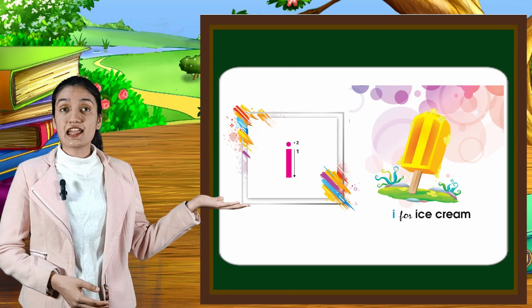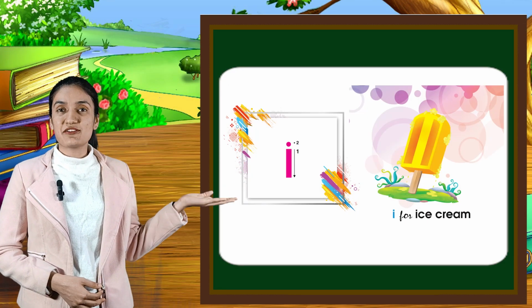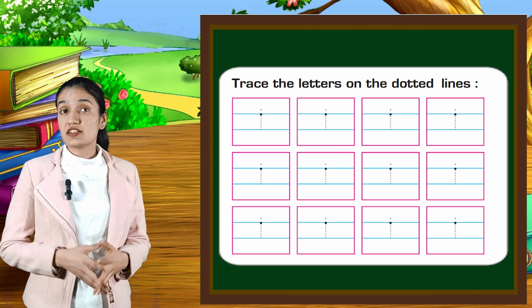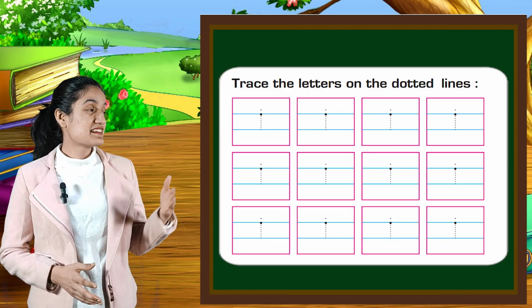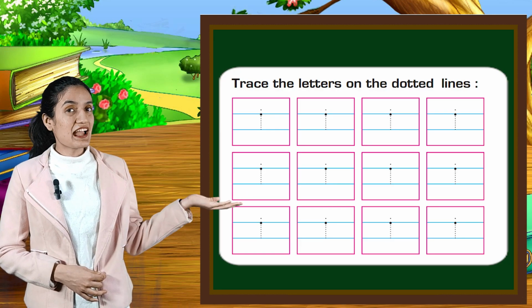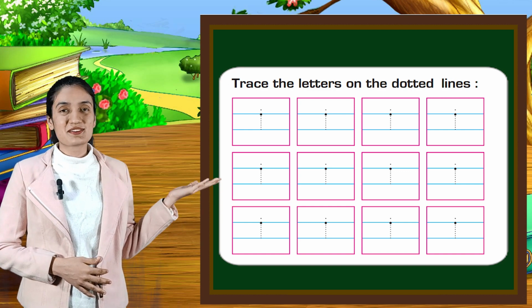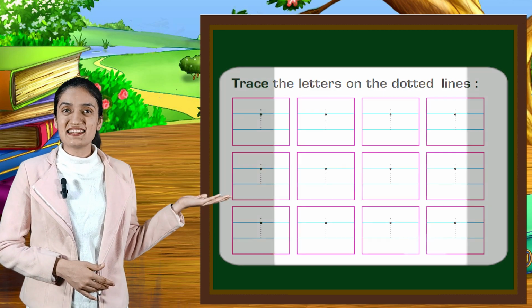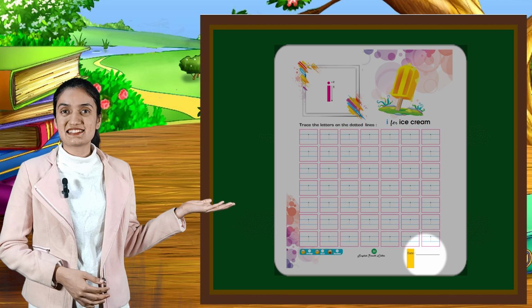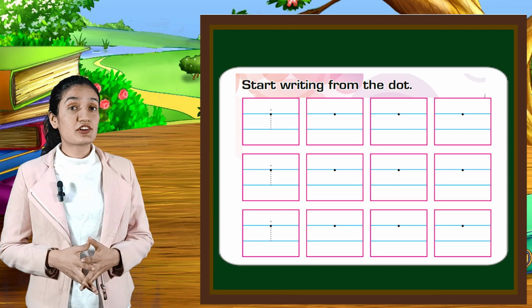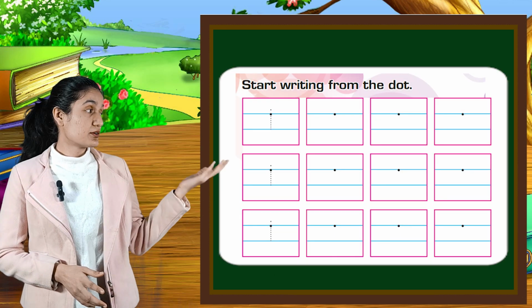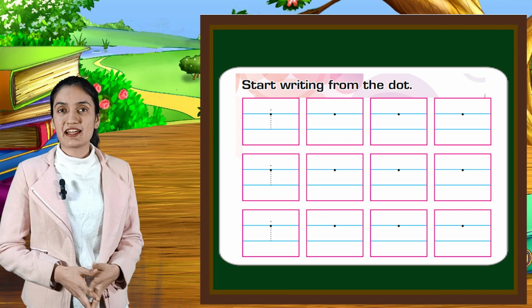Next is I. Here you can see I for ice cream. Trace the letters on the dotted lines. Dots को trace करके I बनाए. In this way, you can learn how to draw I and write here date in your notebook. Start writing from the dot. Dot से शुरू करें I बनाना.